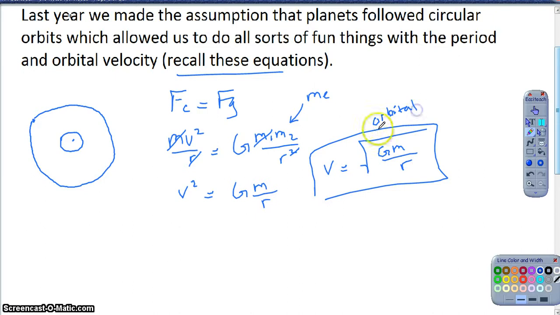Right? So on the questions where they ask us to find the orbital velocity, if it's following a circular path, then that's the approach that we take. Right? So we just plug it in and go from there. What about if they ask us to find the period?